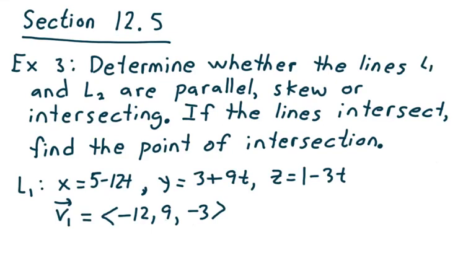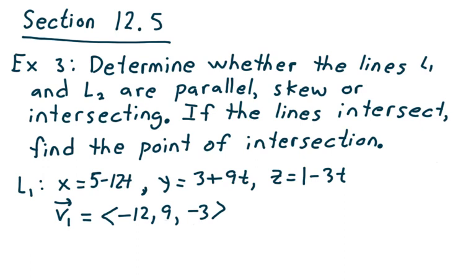This is a video from section 12.5 and it's based off the lecture notes. Let's take a look at example 3. Determine whether the lines L1 and L2 are parallel, skew, or intersecting. If the lines intersect, find the point of intersection. Skew just means that the lines are neither parallel nor intersecting.